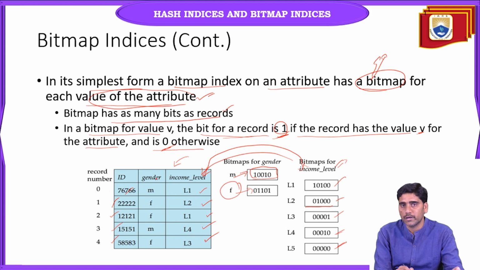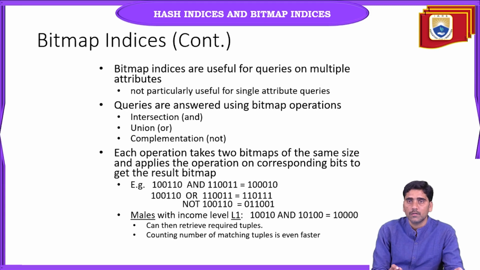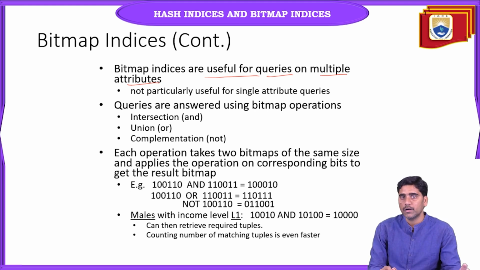So gender is one attribute which contains both male and female values. For each male and female, the bitmaps are added here. So these are nothing but bitmap indices. Bitmap indices are useful for queries on multiple attributes.